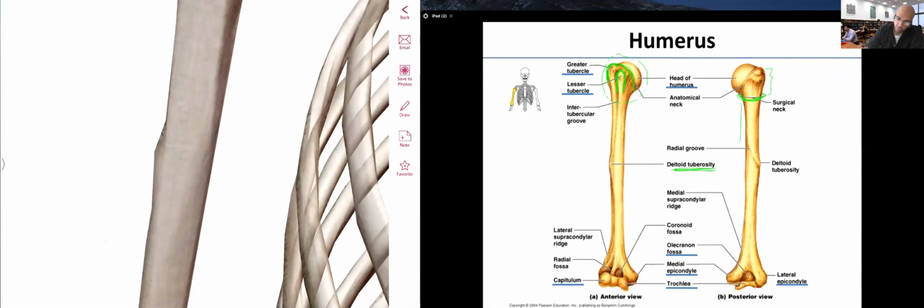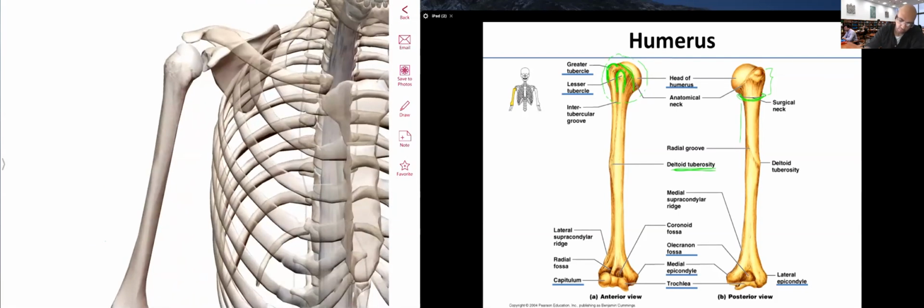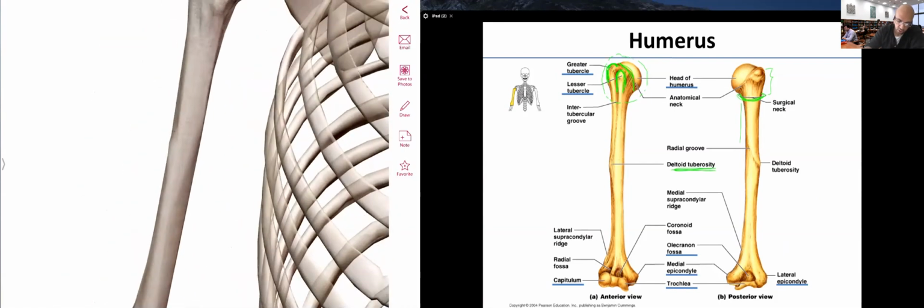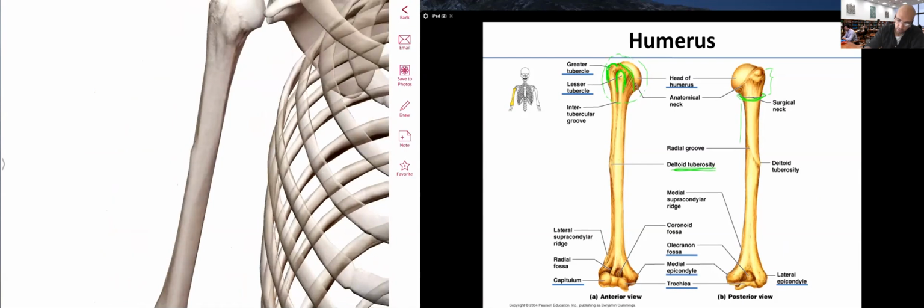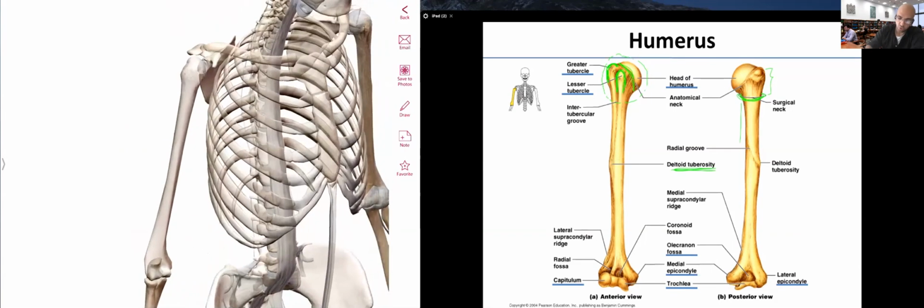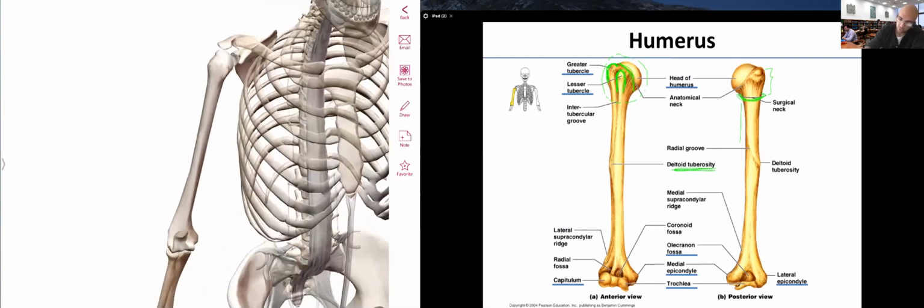So in the mid shaft of the humerus, you will see an elevation here in the shaft of the humerus. This is called my deltoid tuberosity. And the deltoid tuberosity is the point of insertion for a muscle that gets its origin from the clavicle and the scapula and would be inserted down here. We call this muscle my deltoid muscle. So the deltoid muscle, when it contracts, is going to be pulling your arm away from your body.